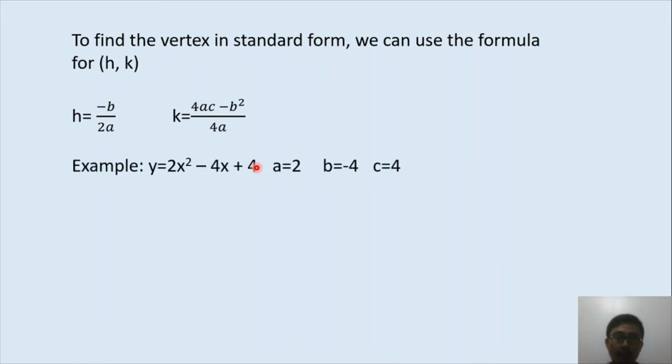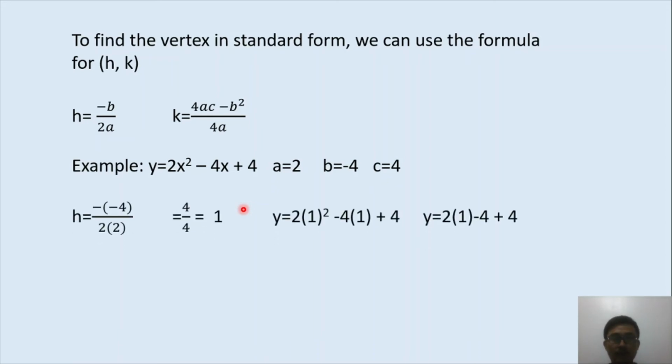So, example natin yung kanina na quadratic function. Y equals 2x squared minus 4x plus 4. So, we let A 2, B negative 4, C 4. So, dun sa H, you have negative of negative 4, kasi negative naman yung B, over 2 times 2. So, negative of negative 4 is 4 divided by 4, so 1.